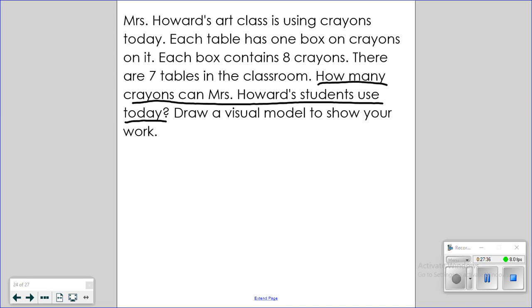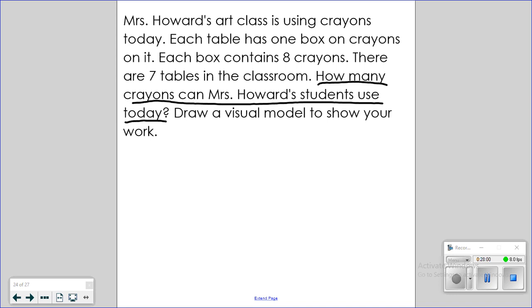What am I counting? Crayons. What am I counting? This is not tricky. Raise your hand. What am I counting? Well, what am I counting? Crayons. I'm counting crayons.